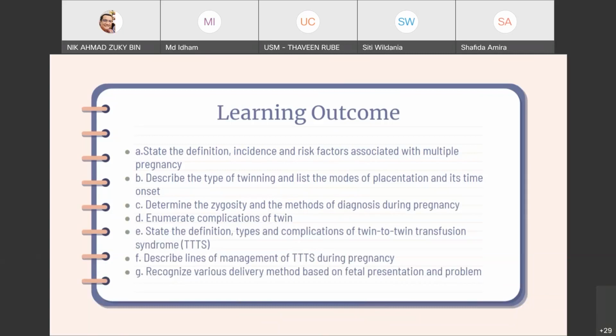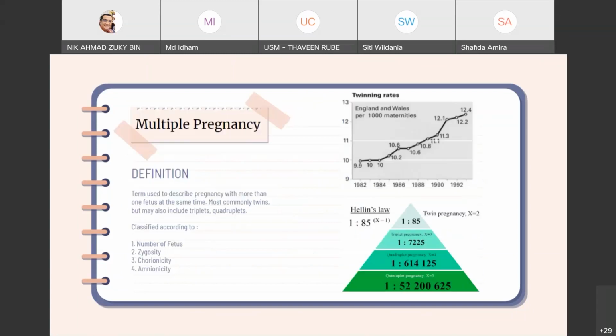Okay, so for the fourth one, at the end of the presentation, we can enumerate complications of twin. We also can state the definition, types, and complications of twin to twin transfusion syndrome, and describe the lines of management of TTTS during pregnancy, and recognize various delivery methods based on fetal presentation and problem. Okay, so first, the definition.